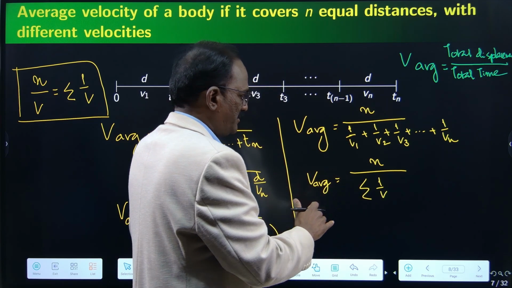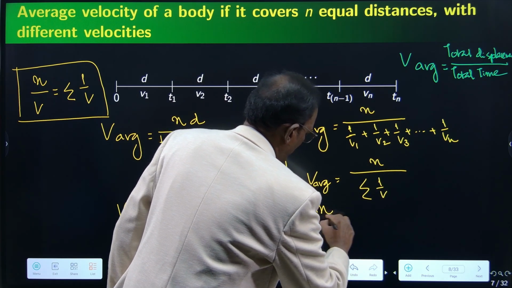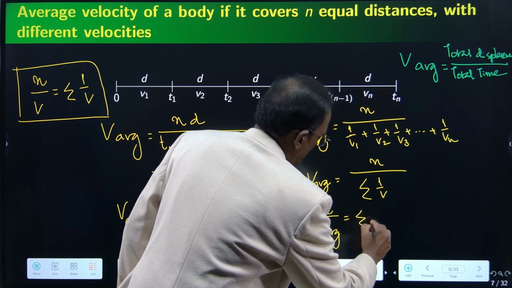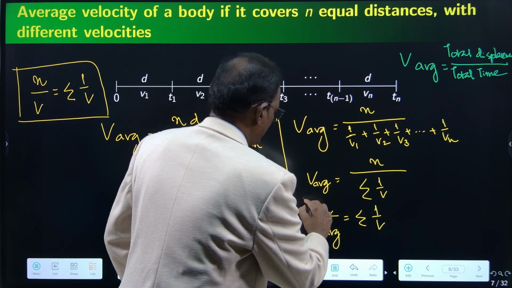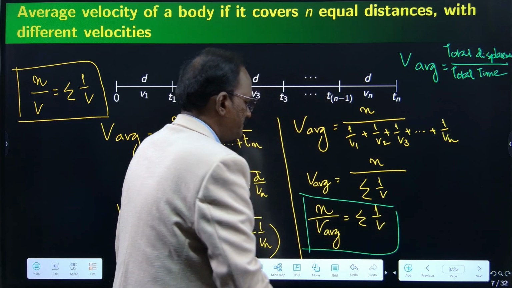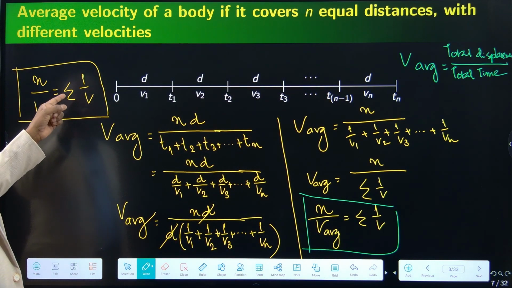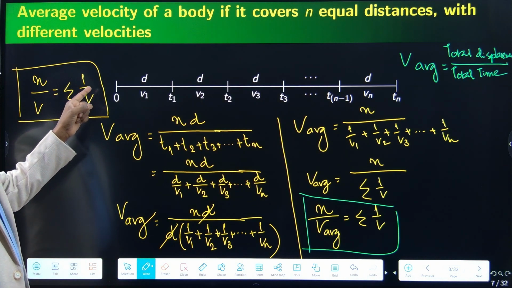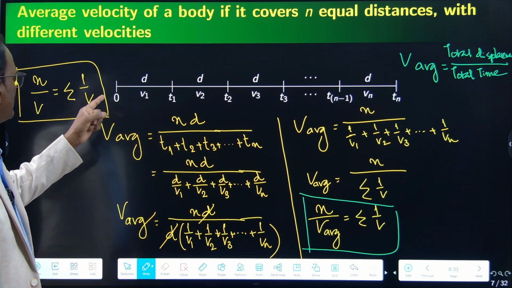So we can cross multiply it. I am taking v average here. So n by v average is equal to, it will come here, sigma 1 by v. This is the relation: n by v is equal to sigma 1 by v. Since sigma is used here, this is 1 by v1 plus 1 by v2 plus 1 by v3, any number of intervals, right?